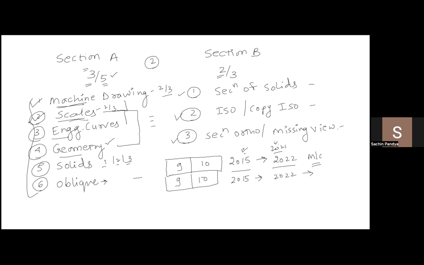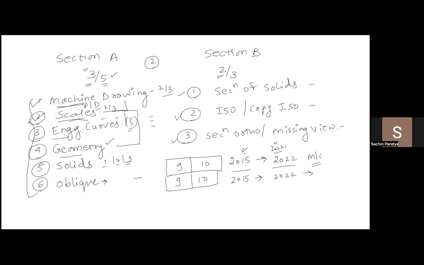Like in scales, you will do one plane scale, one diagonal scale. That way you need to do. Engineering curves, you will do one ellipse, one parabola. You will draw, right? In fact, there are only 5 sums. So I will request you to do all the 5 sums, but just in case. So this is how you will revise all these topics.